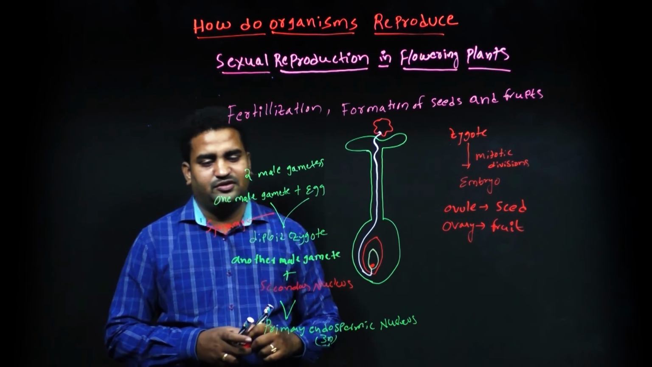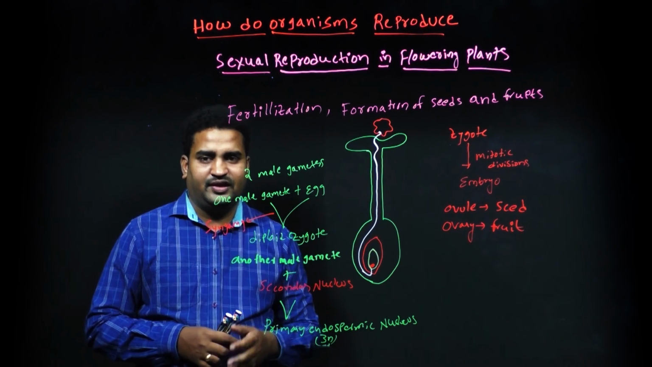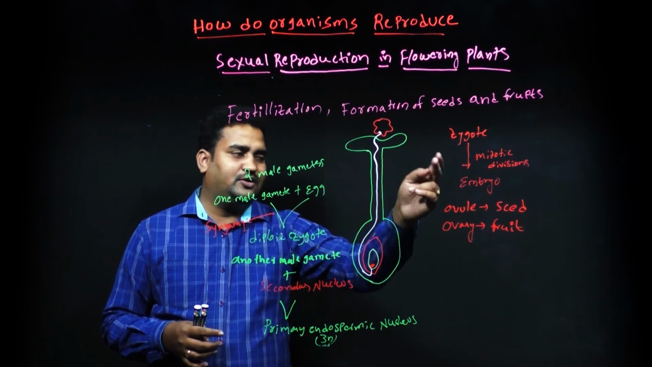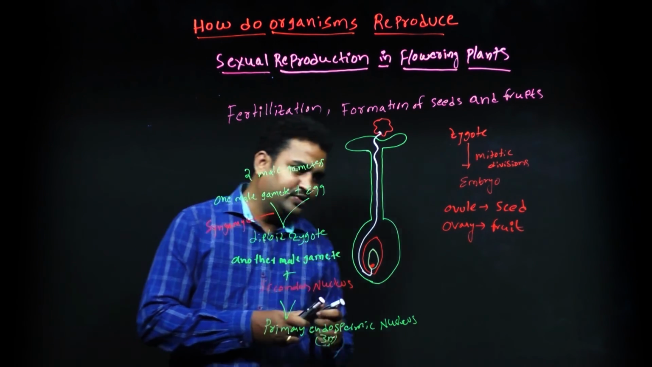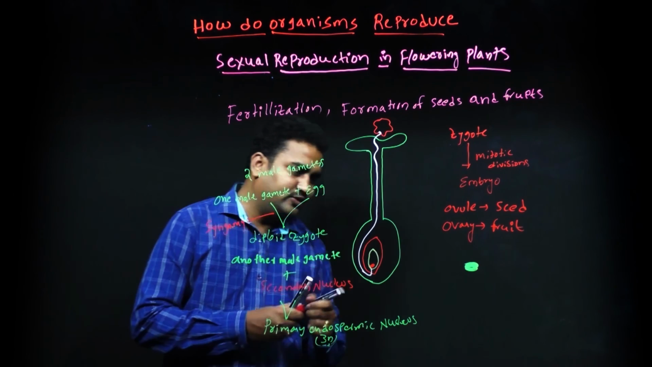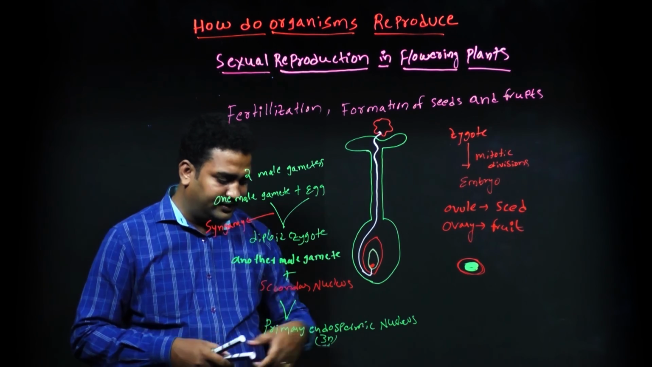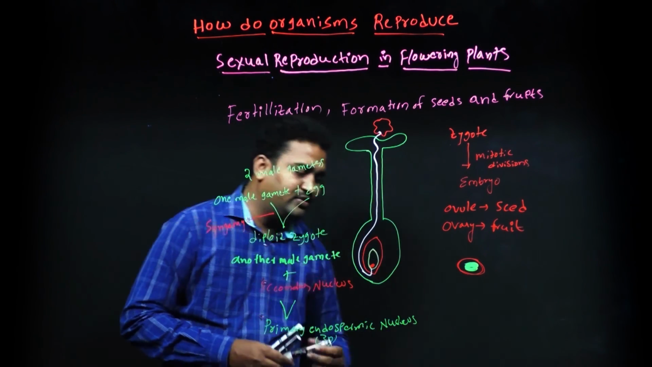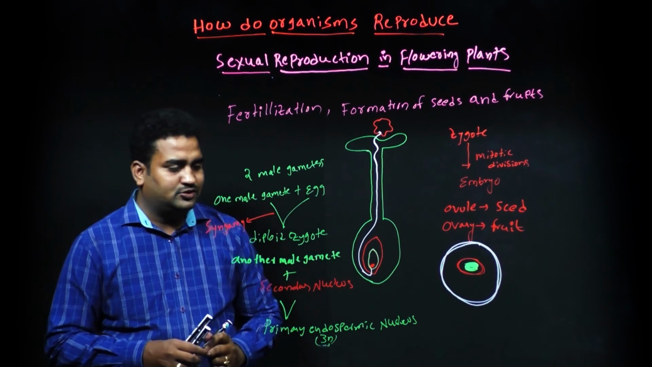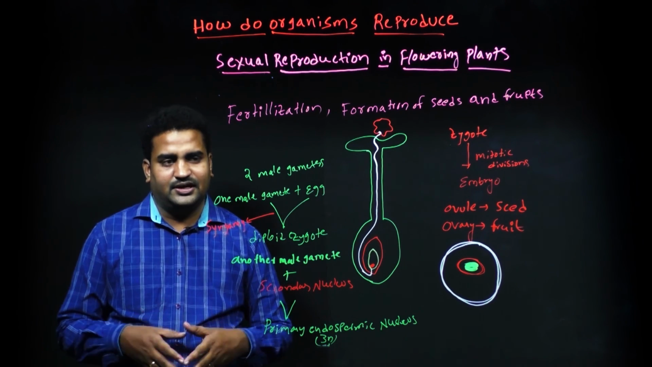The remaining parts of the flower like calyx, corolla, stigma, style, anthers, filaments all diminish, and only the zygote is converted into the embryo. So this is the embryo, and the ovule is converted into the seed enclosing the embryo. So this is the seed which encloses the embryo, and the ovary is converted into the fruit. This is how flowering plants produce seeds and fruits.